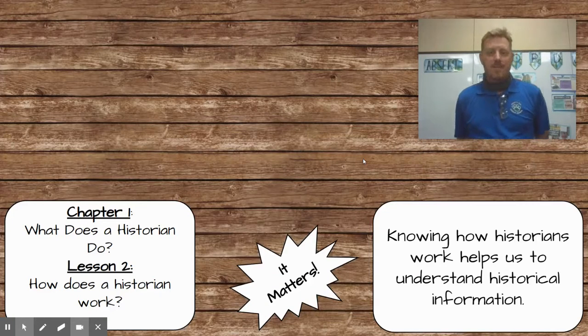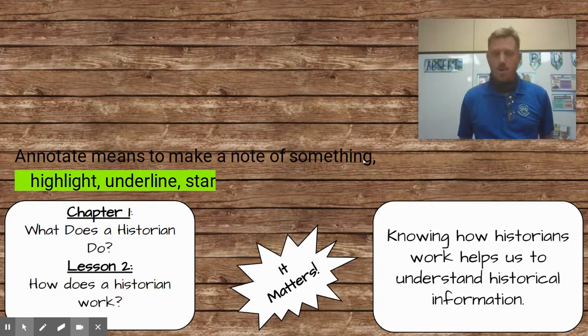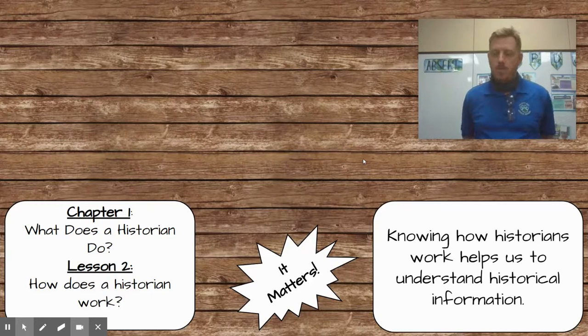Welcome back, sixth graders. This is chapter 1, lesson 2. So you should have your packet out in front of you, your pencil, your highlighters, maybe a colored pen, or some special things we have you annotate. And this is going to be page 4 of your packet. We'll be looking at how does a historian do his or her work? What are their tools? What are some common things that all historians around the world use?